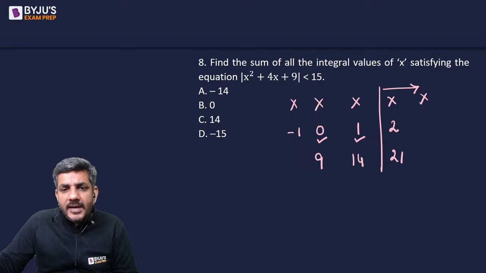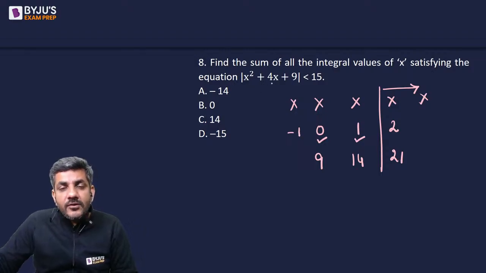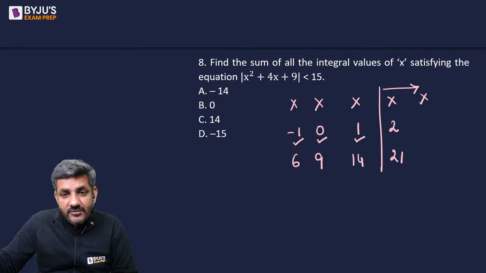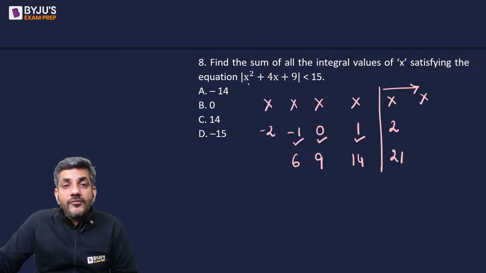I'll come back. At x is equal to -1, -1 square is 1, 4 into -1 is -4, so 1 minus 4 is -3 plus 9 is 6. Yes, it's a valid value. Let us put x is equal to -2. -2 square is 4 and 4 into -2 is -8. 4 minus 8 is -4, -4 plus 9 is 5.